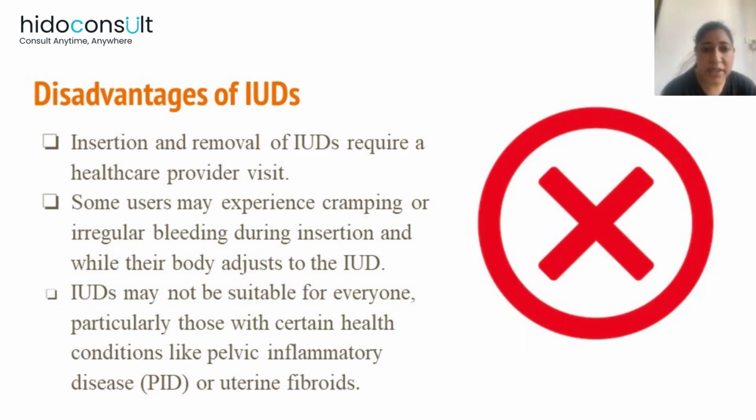Coming to the disadvantages, insertion and removal of these devices require healthcare providers. Some users may experience cramping or irregular periods, and irregular bleeding during the insertion and while their body adjusts to the IUD. IUDs may not be suitable for everyone, particularly those with certain health conditions like pelvic inflammatory disease and uterine fibroids.